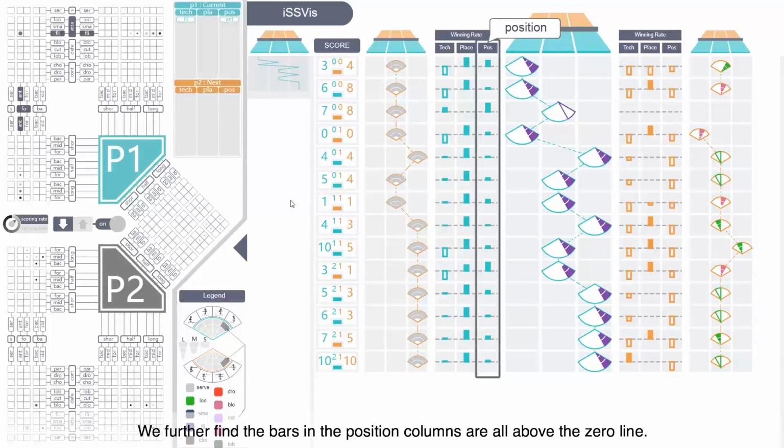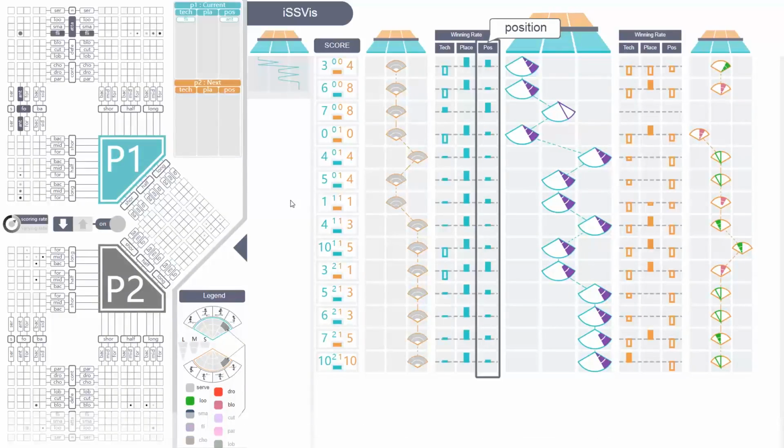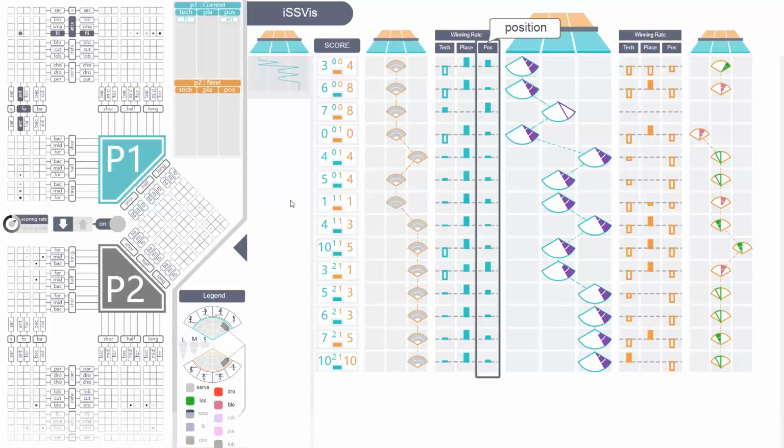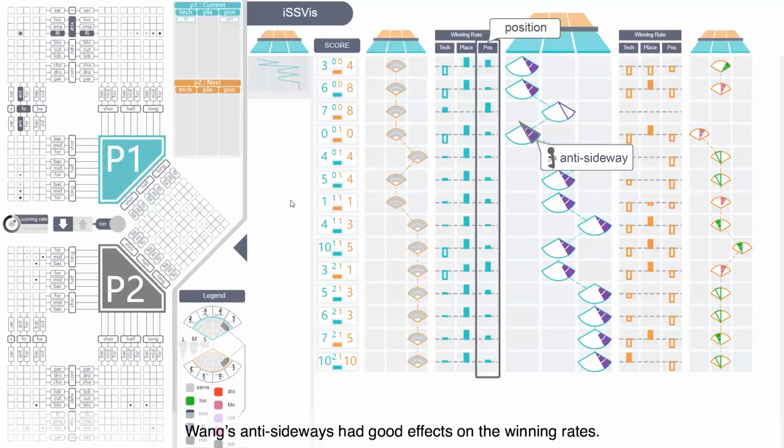We further find the bars in the position columns are all above the zero line. These bars represent the differences of winning rates of Wang caused by the current strokes. Wang's anti-sideways had good effects on the winning rates.